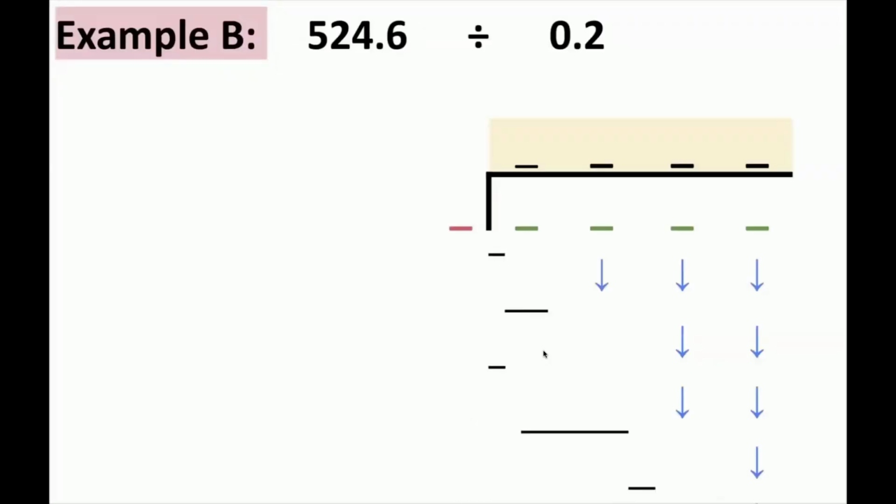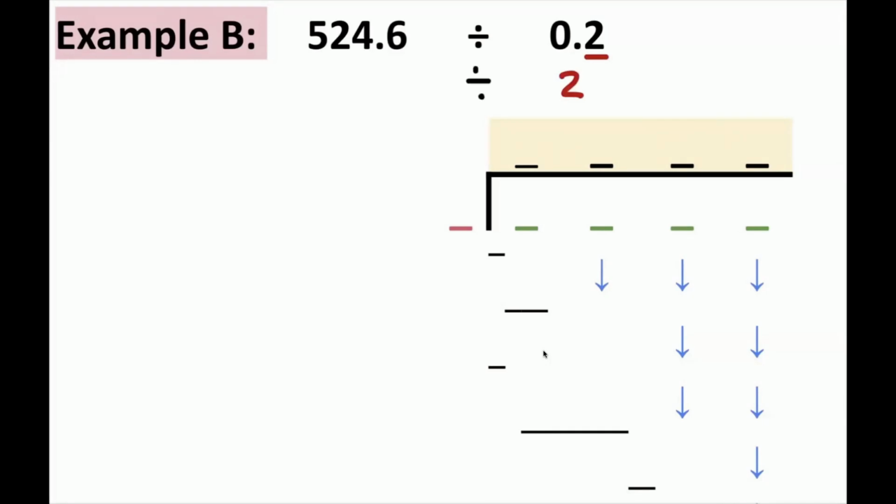Let's check to see if you set up example B correctly. The first thing we focus on is our second number in our division expression. So in this case, it's 0.2. And so we want to make 0.2 a whole number. So we're going to move our decimal forward 1, and it becomes 2.